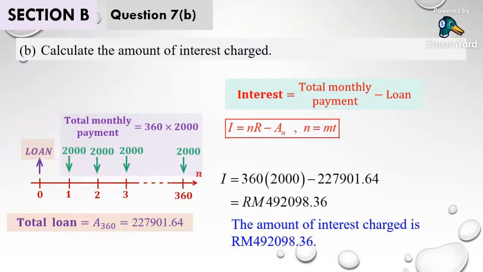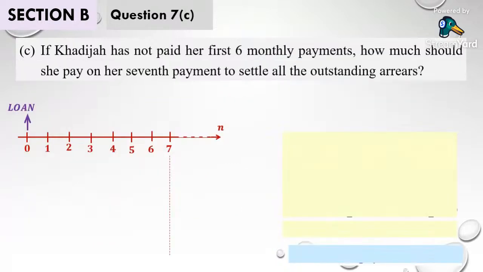Okay, so next, 7C. Another very routine question that we always see in the loan repayment case. Again, instead of just simply memorizing the formula, let us try to understand the concept if possible. How come we use the SN formula to do the calculation here?